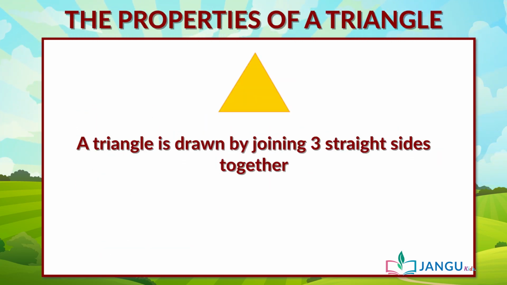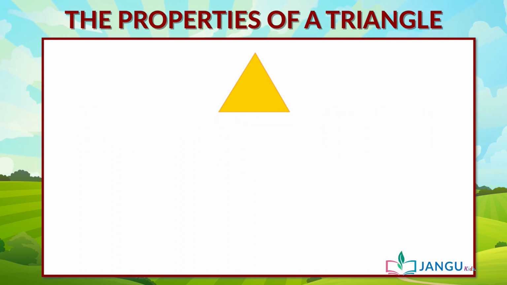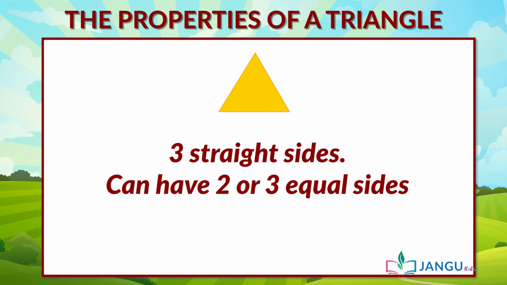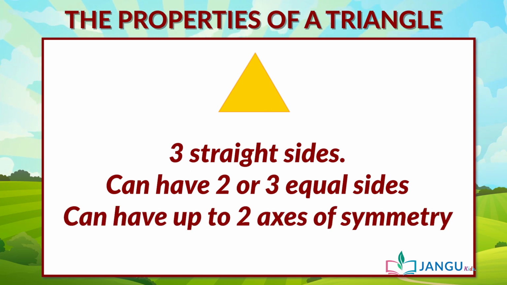A triangle is drawn by joining 3 straight sides together. The properties of a triangle are 3 straight sides, can have 2 or 3 equal sides, and can have up to 2 axes of symmetry.